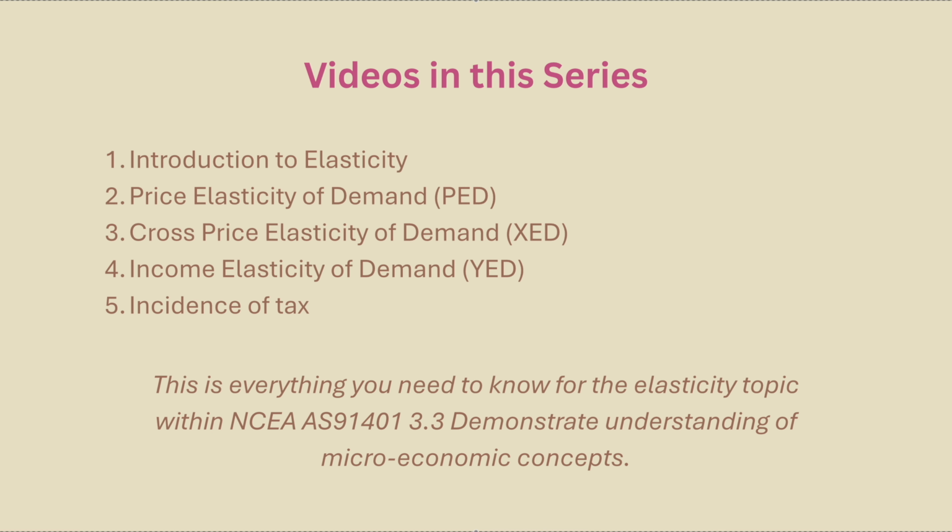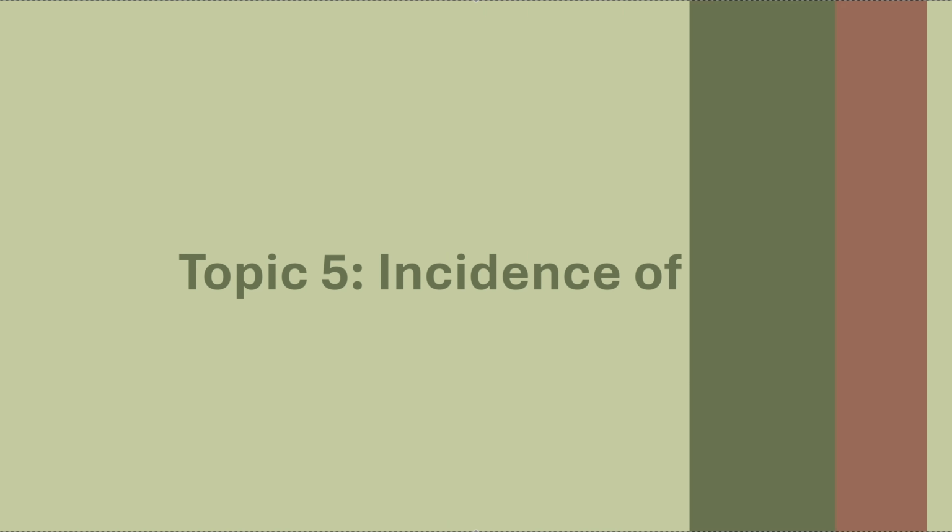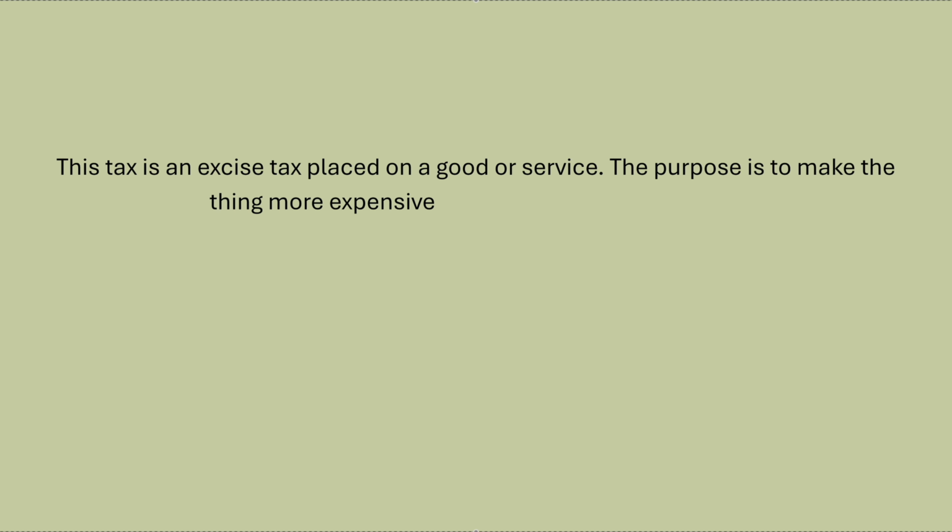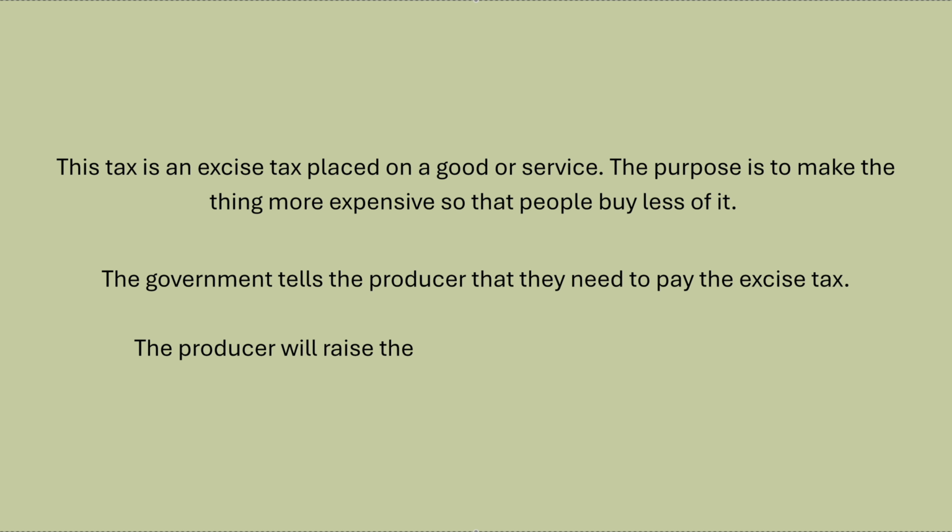In this context, the tax is an excise tax placed on a good or service. The purpose is to make the thing more expensive so that people buy less of it. For example, taxes on cigarettes or alcohol. How this tax works is that the government tells, for example, the cigarette company, that for every pack of cigarettes they sell, they have to pay $2 tax to the government, or however much the government specifies. The cigarette company will therefore probably raise the price of the cigarettes so that the consumers can cover that tax.